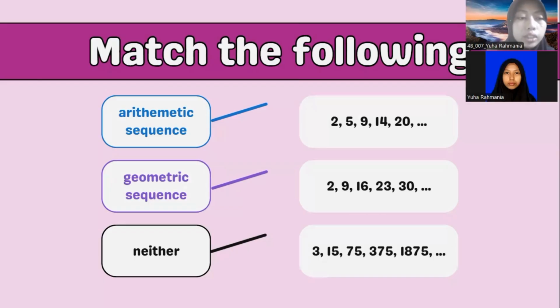The first sequence is 2, 5, 9, and so on. If we look at the difference, 5 minus 2 equals 3, 9 minus 5 equals 4, and 14 minus 9 equals 5. Because the differences are not constant, this sequence is not arithmetic.